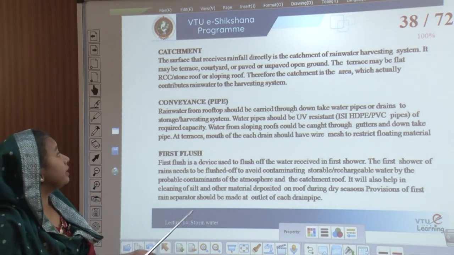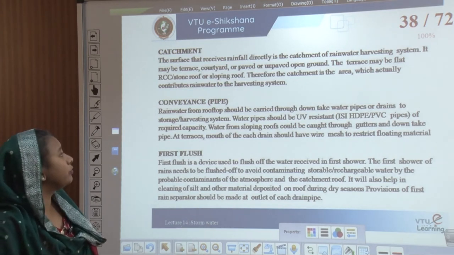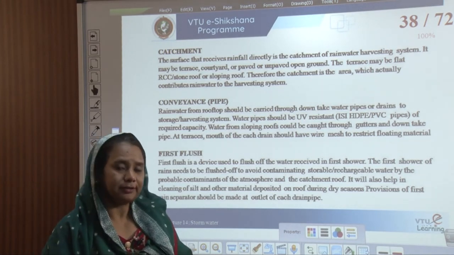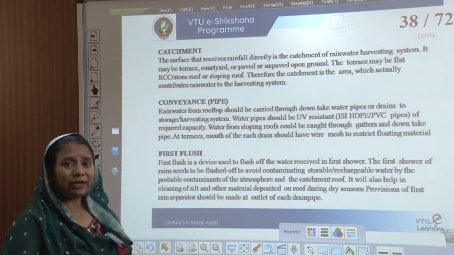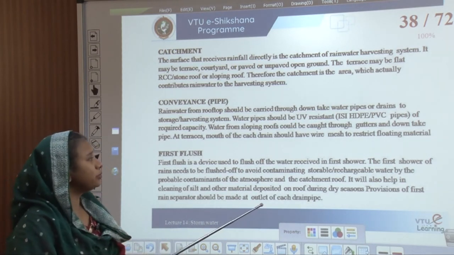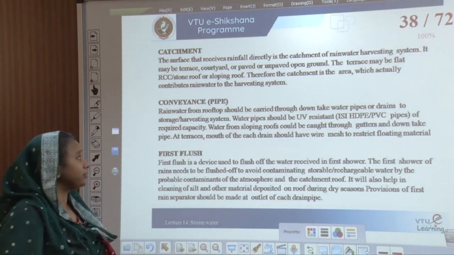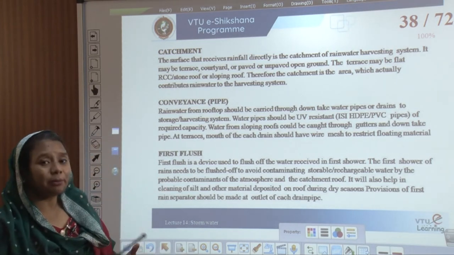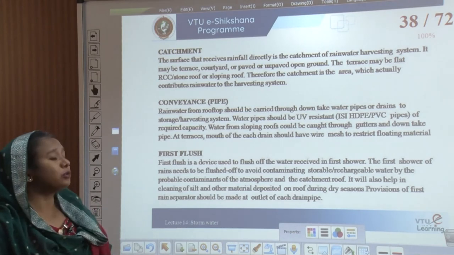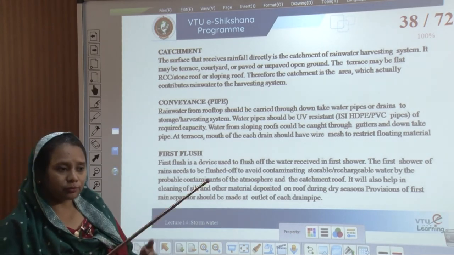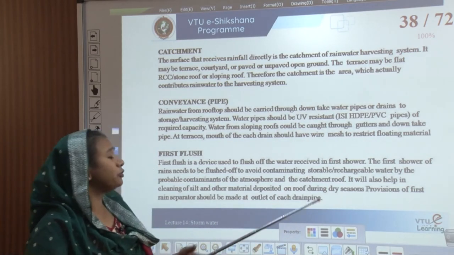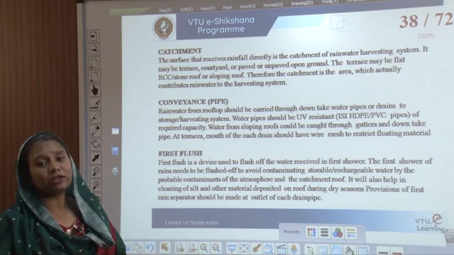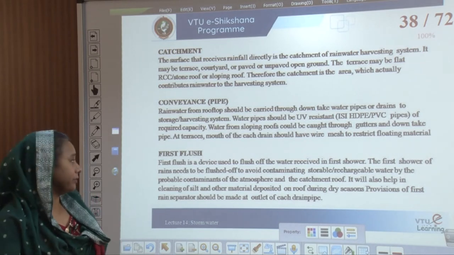So, it could be a terrace. A terrace could be a flat RCC roof or even a sloping roof. The catchment area actually contributes to the kind of rainwater that is entering your system. Conveyance or pipelines: these pipelines could be carried down to the water pipes or drains until the harvesting system. They should be UV resistant, because this is needed for the required capacity of the water that comes in, and water from all the sloping roofs should be caught at the gutters and taken down through the pipe to the mouth of each drain with a wire mesh to restrict any floating material which would have come through the rains.